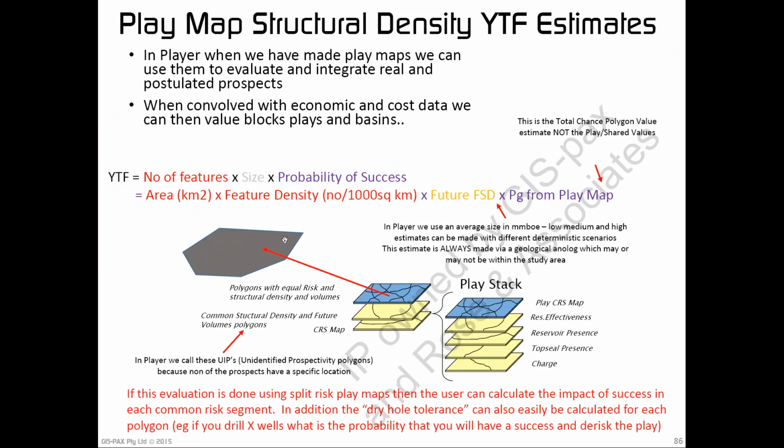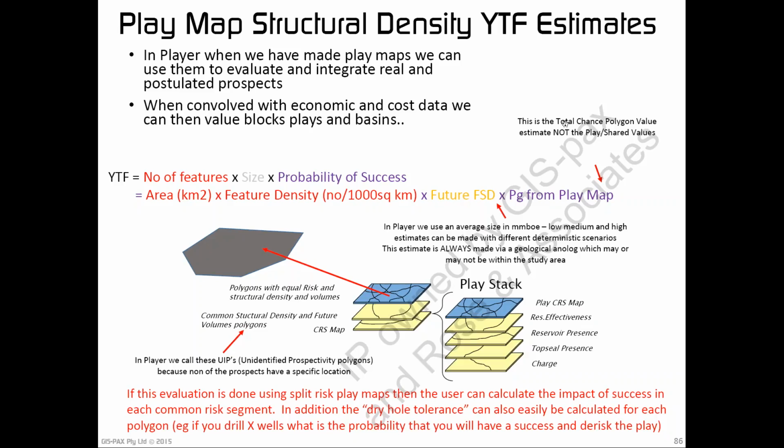So the best way of making those guesses is making an estimate of the structural density and the average size. And this is simple mathematics. It's been done for 50 plus years, where we simply take the feature density, the number per 1,000 square kilometers, multiplied by the area, which gives me the number of features. You want a field size distribution of what you think you're going to find, which you can calibrate from the past. We typically use just a single number, and we have a high, medium and low case in our scenario roll-ups. And then the probability of success is where we use the play maps that we've just made.